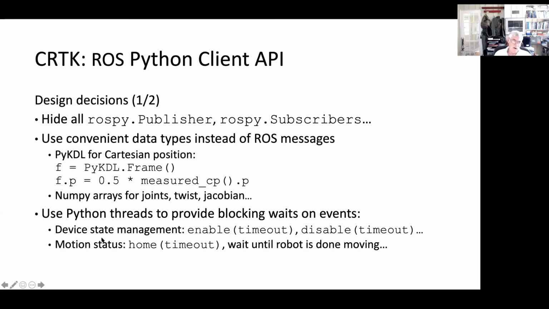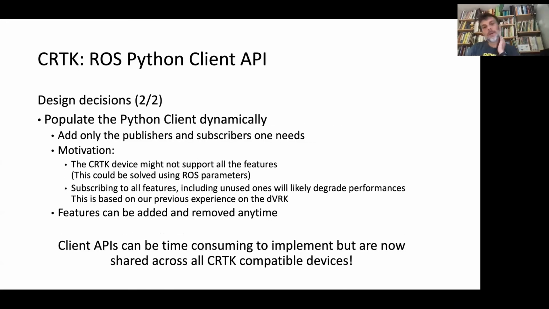And then ultimately, we also end up using the Python threads for everything that is blocking, non-blocking. So you can create a thing that says, wait with a given timeout, and you don't have to worry about Python threading behind the scene, which is a bit of a nightmare to deal with if you're a novice programmer. The first set of decisions for the Python client API. The second one is something that we learned painfully on the DVRK, is if your Python client subscribes to absolutely everything your device provides on ROS, what ROS will do is continuously serialize, send, deserialize, and trigger callbacks on your code for objects that you might not even need.